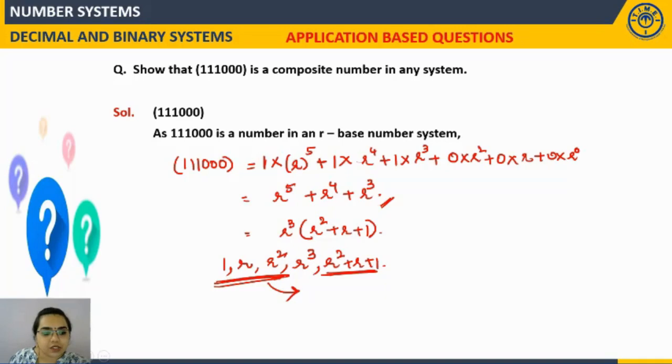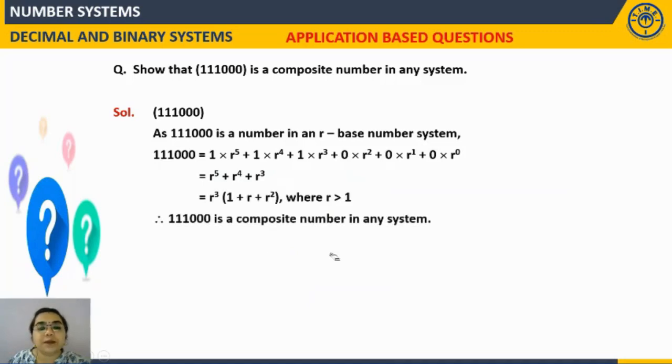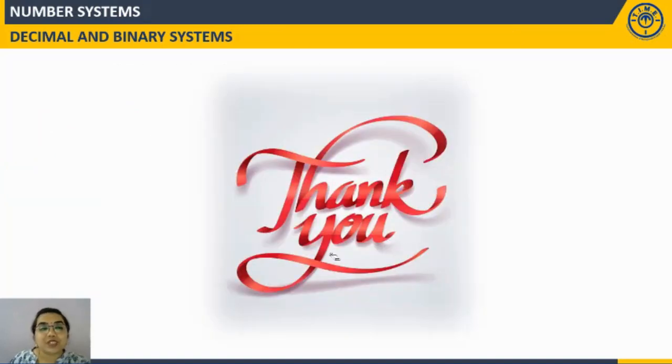Okay, right. So let's just have a look at the solution. So this number 111000 is a composite number irrespective of the system in which the number is existing. I hope my point is clear to you. All right. Okay. So we are done with all the questions from this particular subtopic.